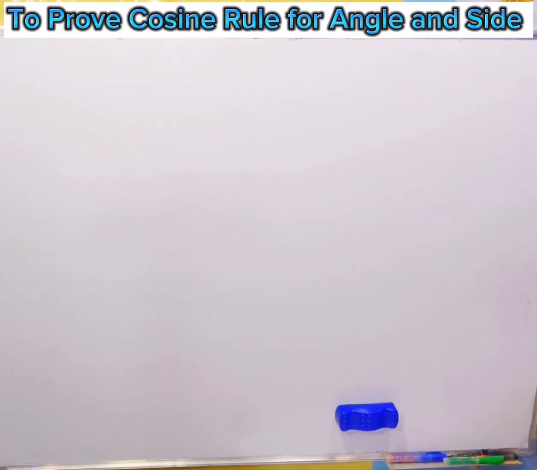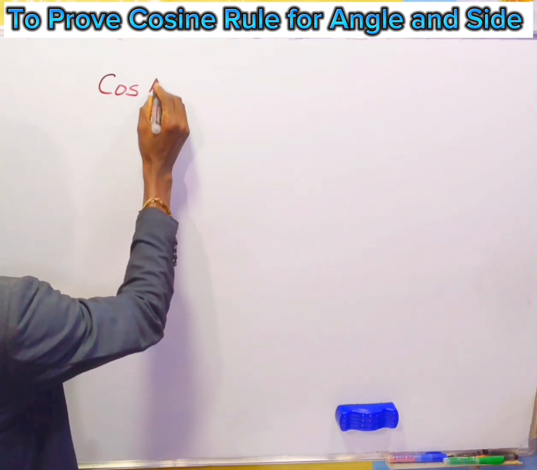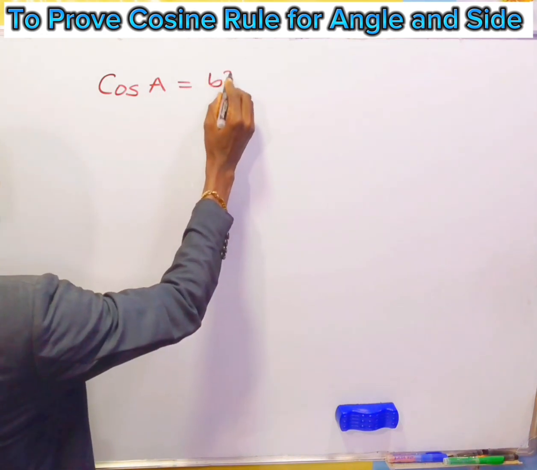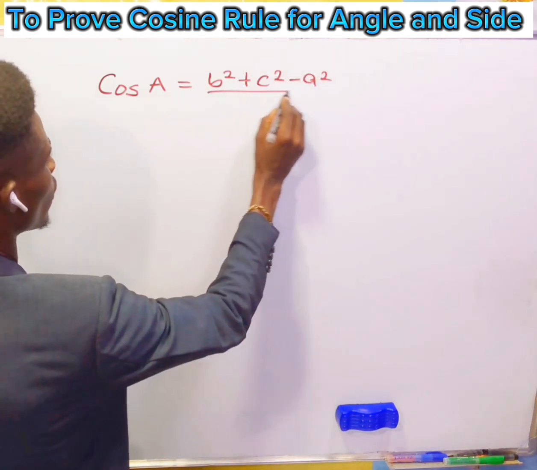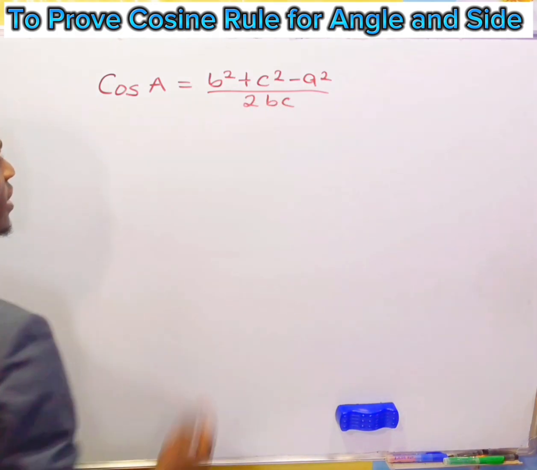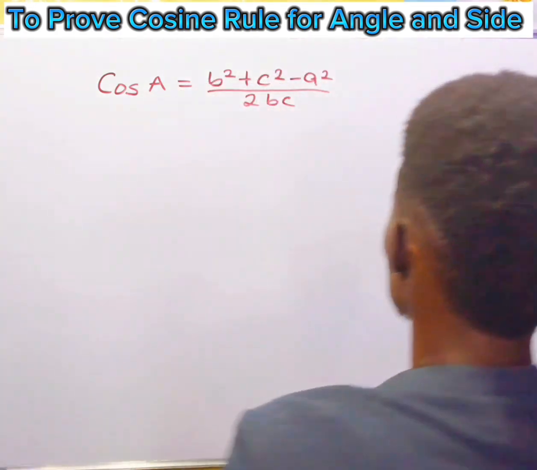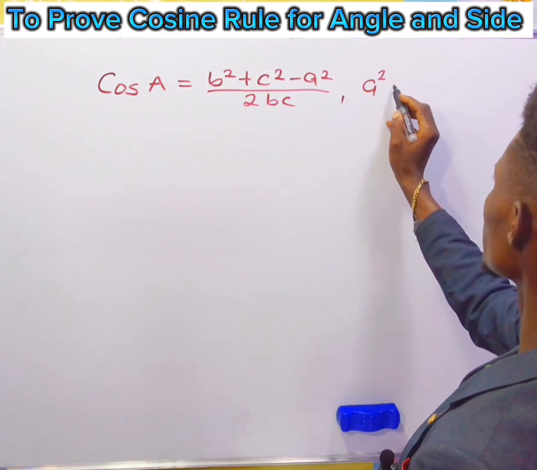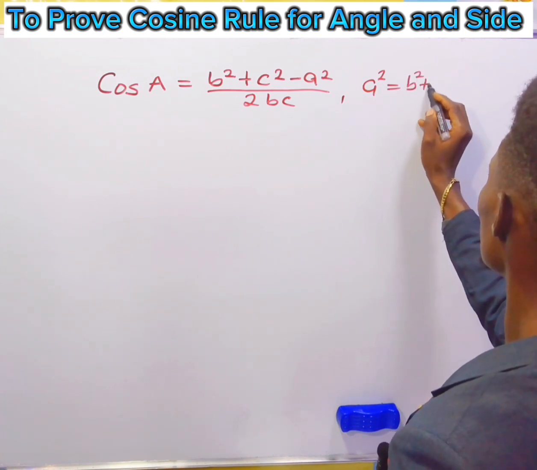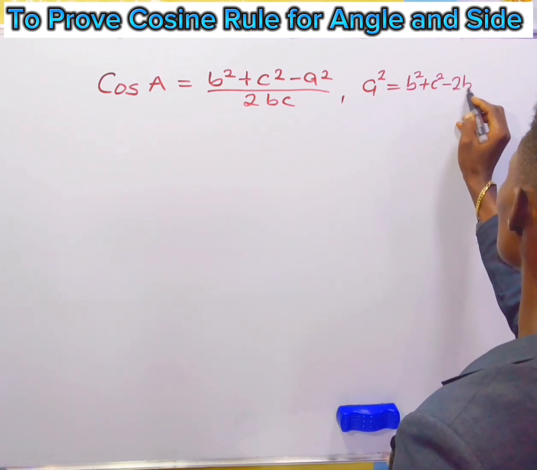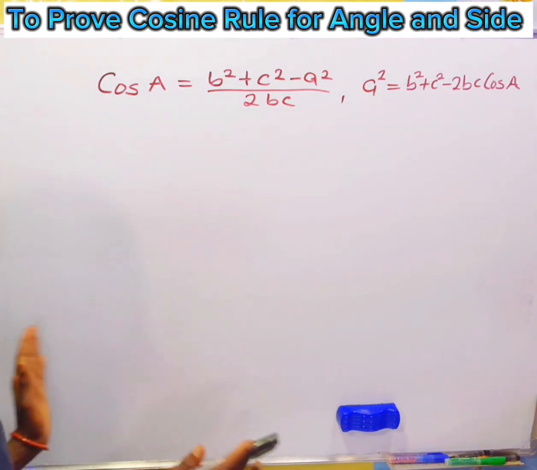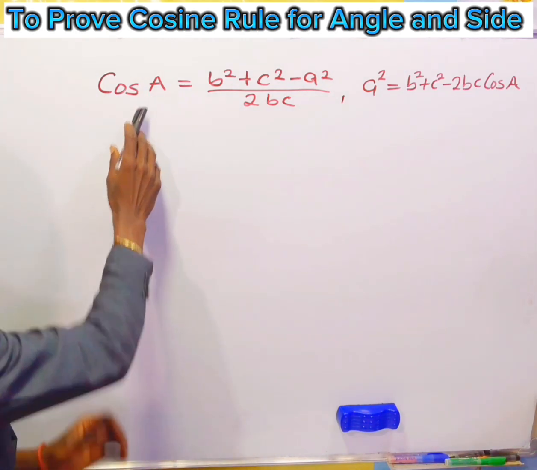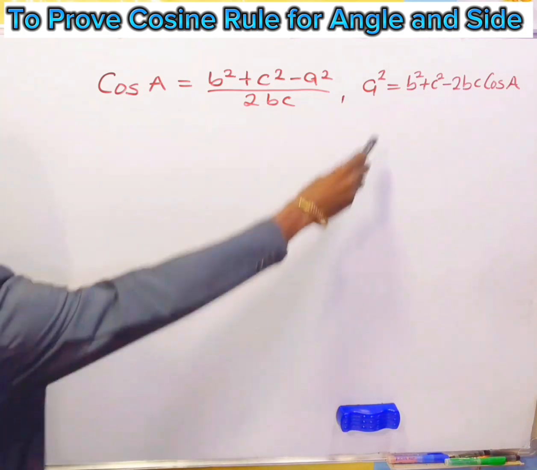In this video, we are going to be proving the cosine law, which states cos A is equal to (b² + c² − a²) over 2bc, and also for side A, a² equals b² + c² − 2bc cos A. In this video, we are going to be proving the law of cosine for the cos of angle A and also for the side A.